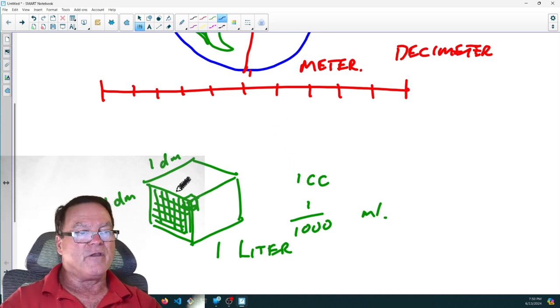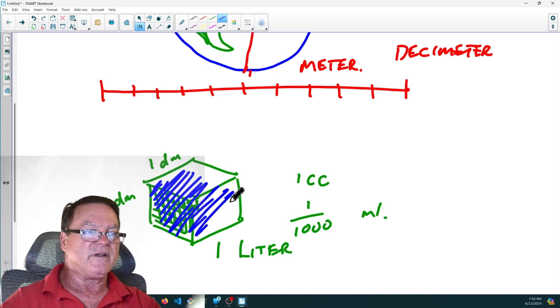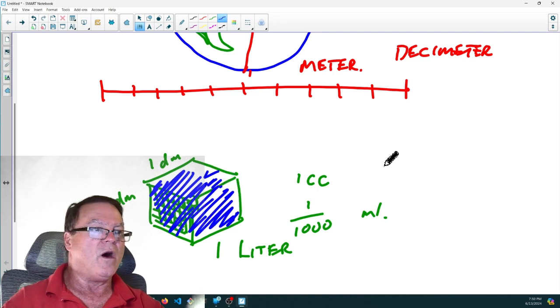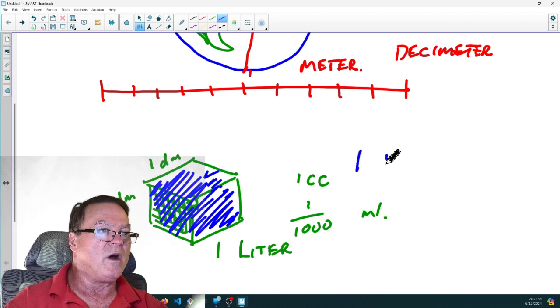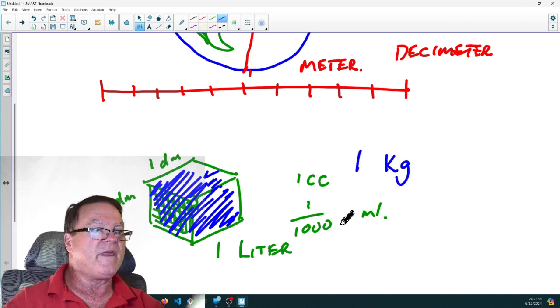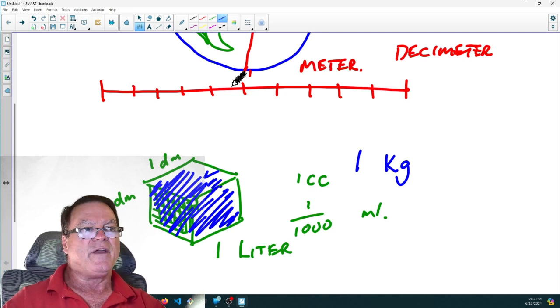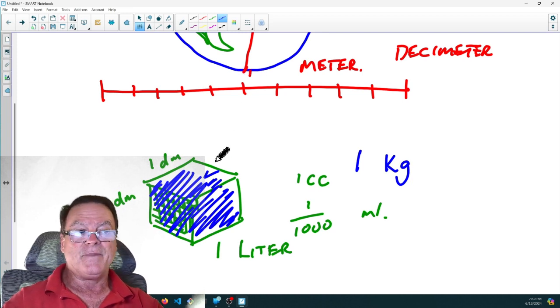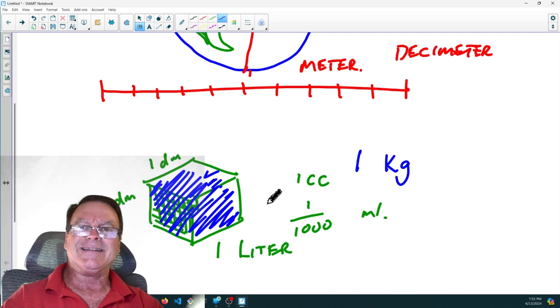Well, they went further than that. They took this liter and they filled it with water. They completely filled it with water, and they weighed the water, and the water, they said, weighed 1 kilogram, 1,000 grams. So they've taken a unit of length and they've changed it into volume, and now they've converted that into weight. So all of the system is tied together. It makes such great sense. It's very intelligent what they did.